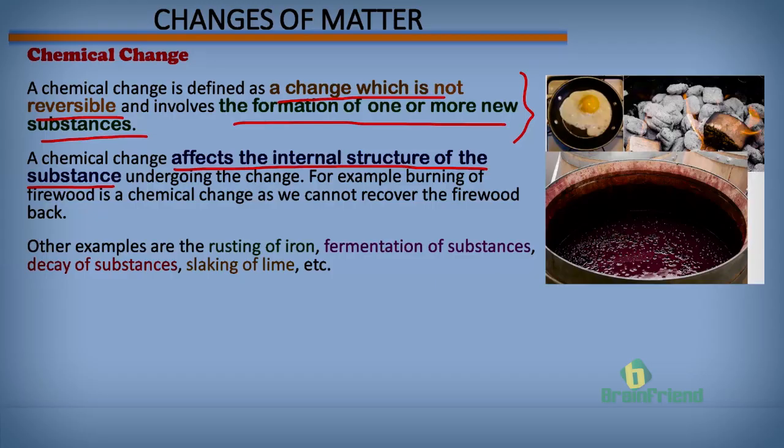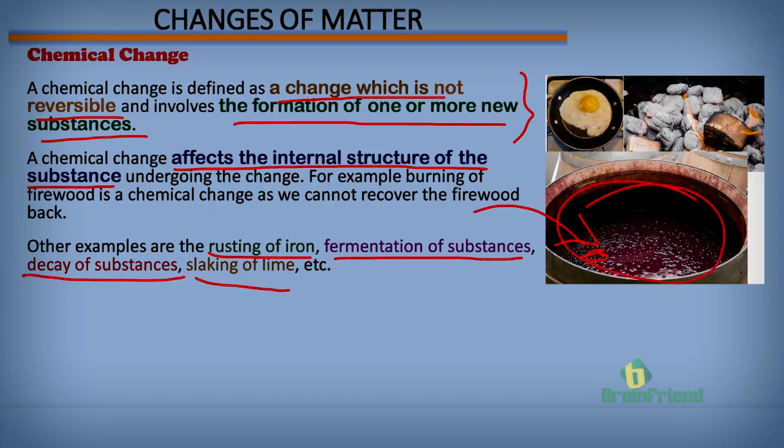So in chemical changes, the internal structure of the substance undergoing it is what? Changed. For example, we've talked about burning of firewood. Other examples are the rusting of iron, fermentation of substances, decay of substances, slaking of lime. You can see here, this is a fermentation of wine. The substances that led to this fermentation process can never be recovered from it.